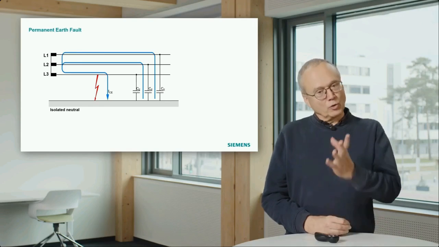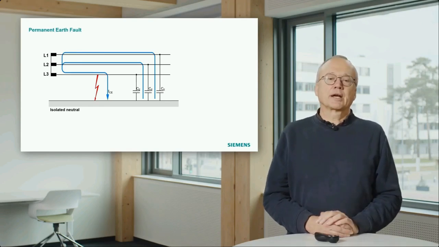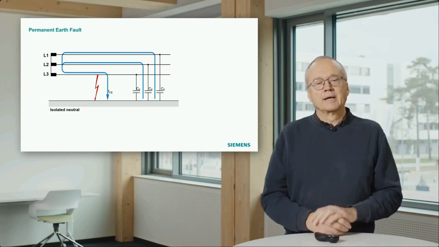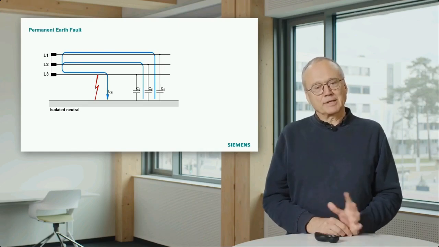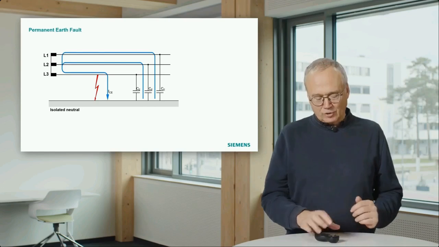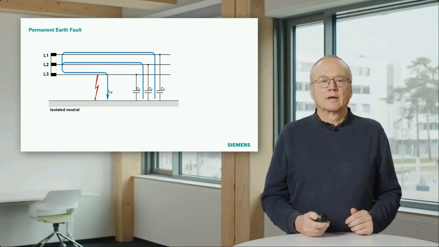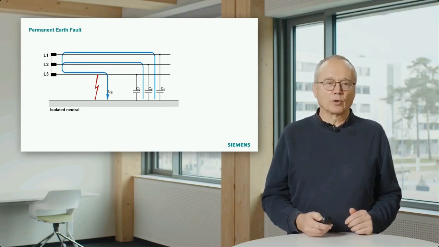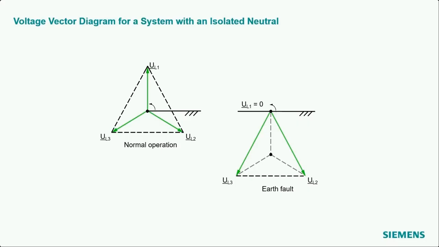And this current flow, you can imagine that if you look at this diagram, is determined by the size of these capacitors. We will come to that later on. Before we do that, I would like to have a short look at the voltages. On the left side, you see normal operation.